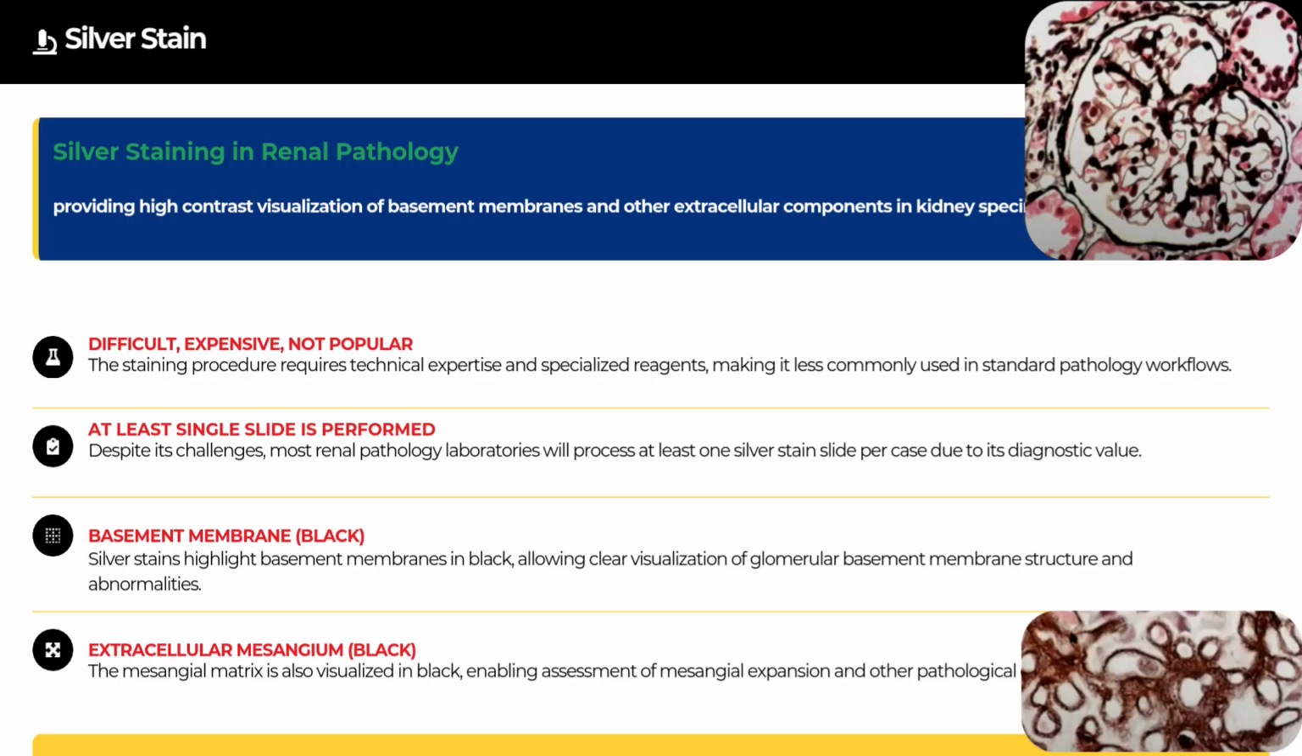Moving to silver stain, which is less commonly preferred by pathologists due to the technical difficulty needing expert processing and higher cost. But at least one slide is usually performed. Silver stain highlights the basement membrane in black, aiding visualization of changes such as spikes in membranous nephropathy. It also stains the mesangium in black, allowing assessment of mesangial expansion or other pathological alteration. And this is the picture of spikes in membranous nephropathy.